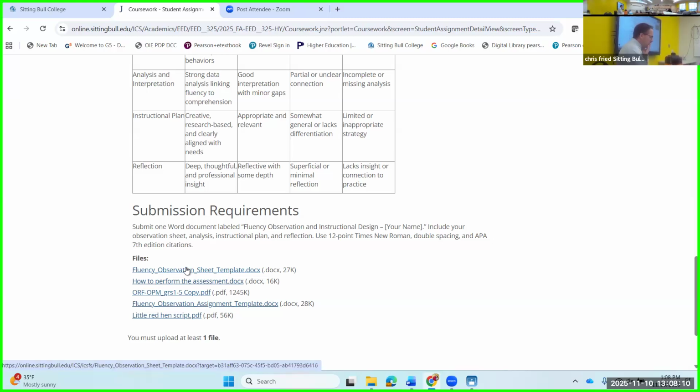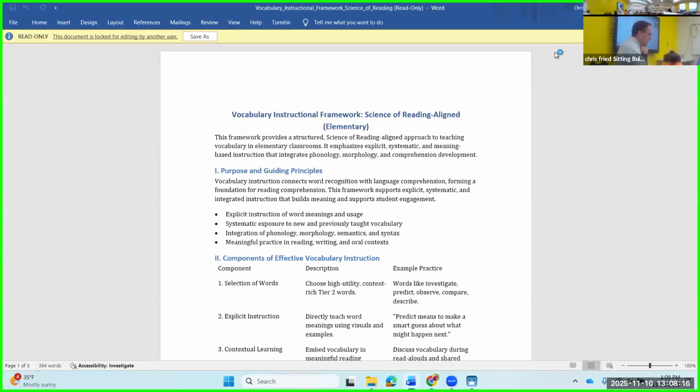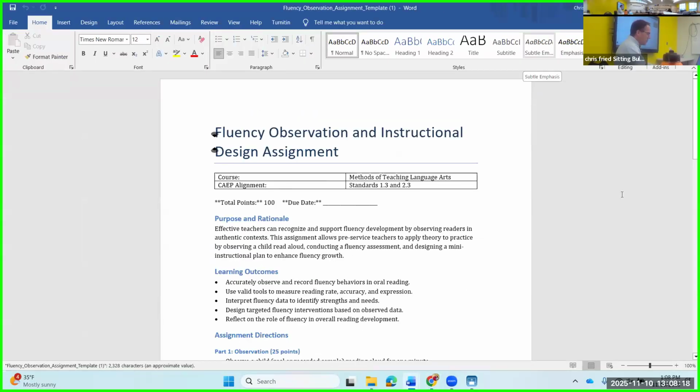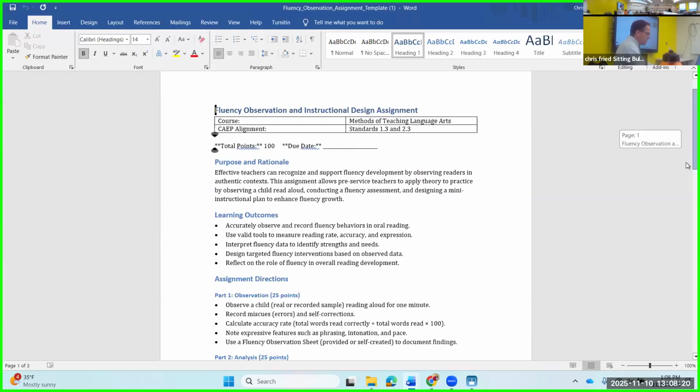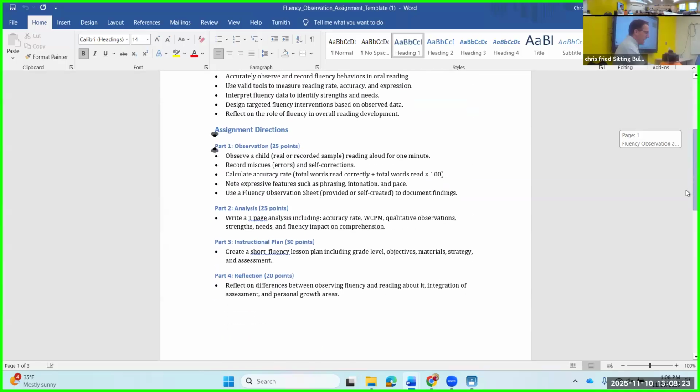So what else we got here? The fluency observation template. This is just, again, an outline of the assignment. This is also in the assignment, but this is just a Word document here. Do the observation, do an analysis. The instructional plan can help with that. It doesn't have to be huge, right?